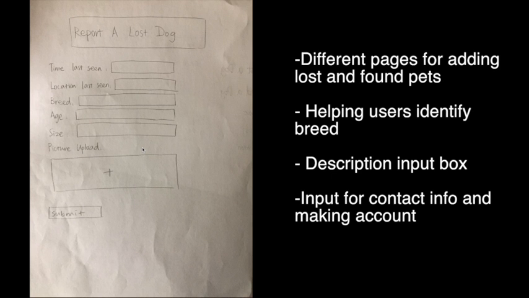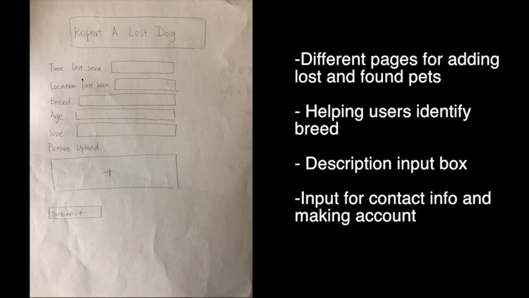A few other things that we noticed the user having difficulty with arrived on the report a lost dog page, where the user can make a post for their lost pet or found pet. We use the same page for posting about a lost pet as we did for a found pet, which we realize can be super confusing because the way the inputs are worded should change if you found a pet. For example, time last seen and location last seen doesn't really work if you found the pet.